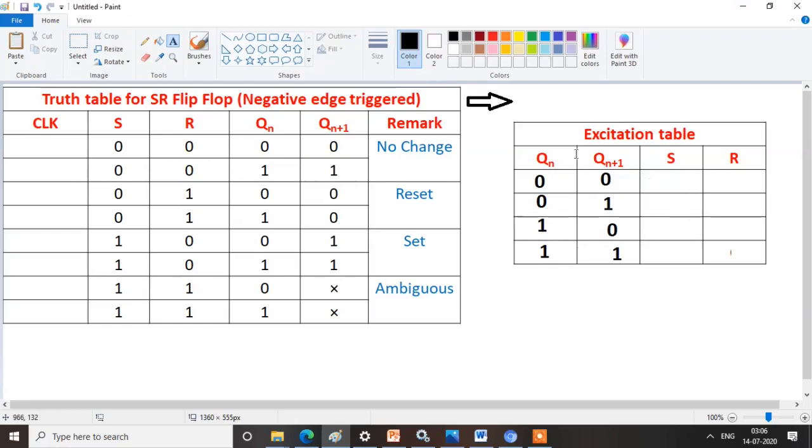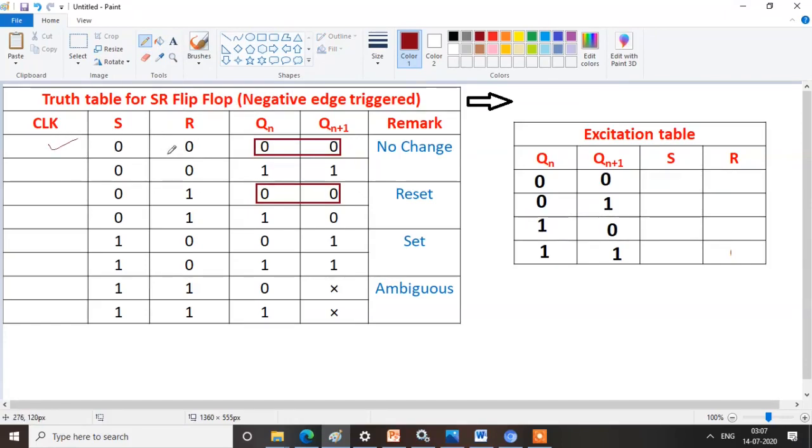In order to obtain this information, you are supposed to refer to the truth table of the SR latch. You have to refer to the rows of this truth table where present state is 0 and next state is 0. So see here, present state is 0 and next state is 0. Is there any other row of this truth table which also has present state 0 and next state 0? Yes, this particular row also has present state 0 and next state 0. Now you just have to focus on these 2 rows of this truth table.